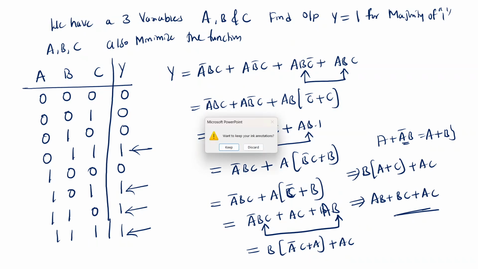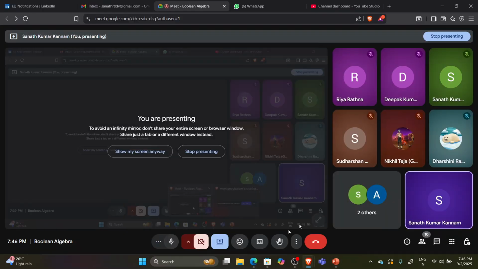So this Boolean algebra is fine, no? Any doubts in this? Boolean algebra is fine. Okay, yeah, anyone?